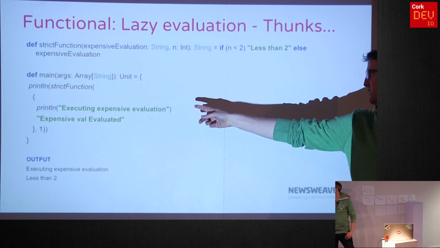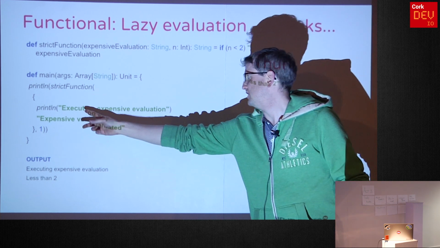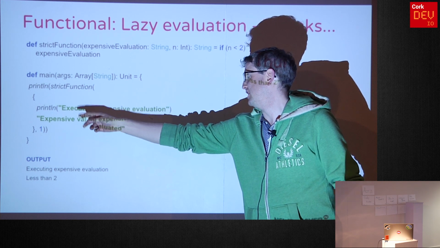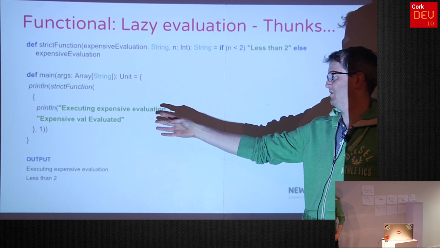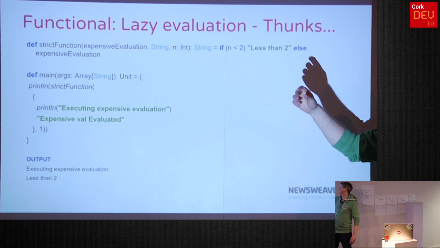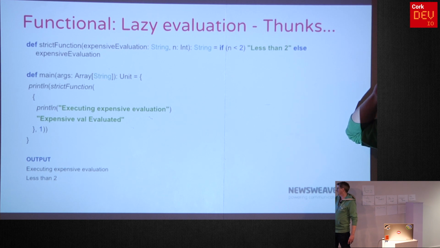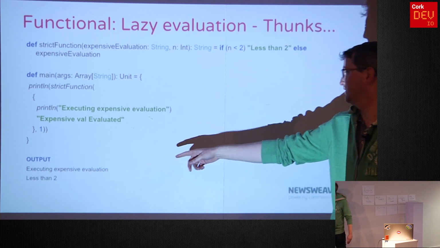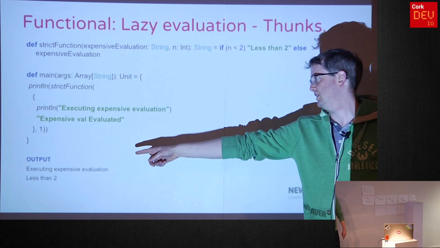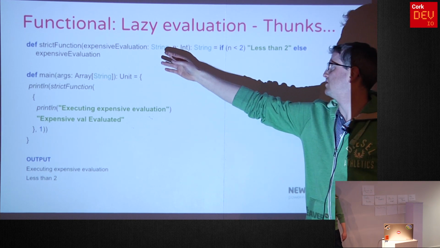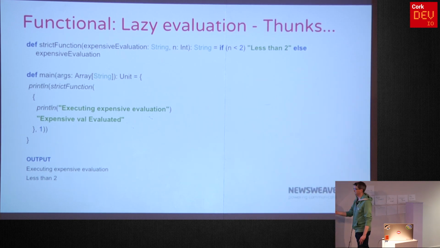Then I'm just calling this function in a main method here. I'm passing this little evaluation block, which when evaluated is just going to print out I'm evaluating something expensive, and then I'm passing in 1. Because the number is less than 2, it's never going to need to execute the else part of the if else, but you can still see that it does evaluate the expensive evaluation. You can see in the output, executing expensive evaluation. So even though this string is never needed anywhere in a computation, it still gets evaluated.